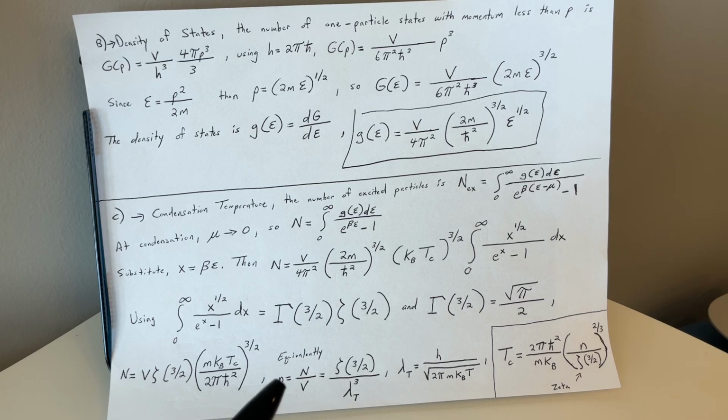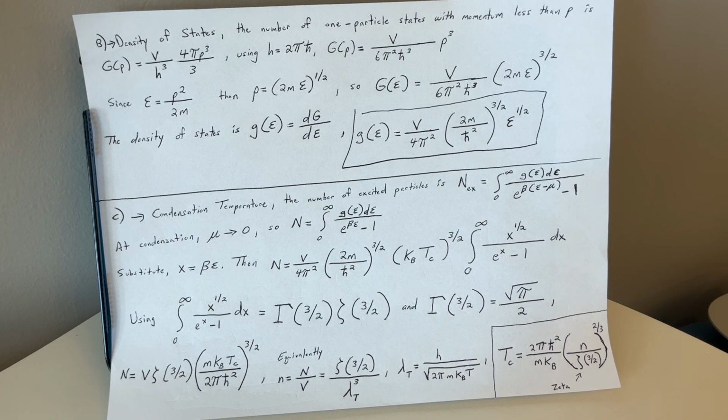And equivalently, we have n equals capital N over V equals zeta 3/2 over lambda_T cubed. And isolating this, lambda_T equals h over the square root of 2 pi m k_B T. So what we're going to wind up with is T_C, the condensation temperature, in terms of density, that is going to equal 2 pi h bar squared over m k_B times the quantity n over zeta 3/2, raised to the 2/3. Okay, so that's letter C.